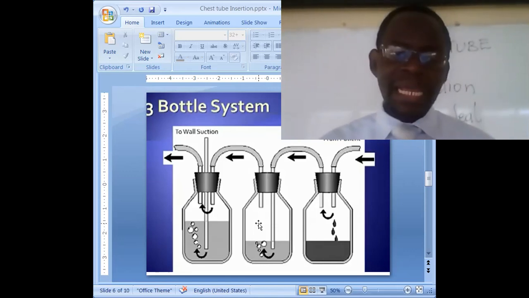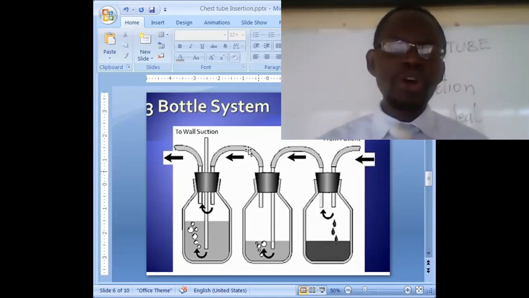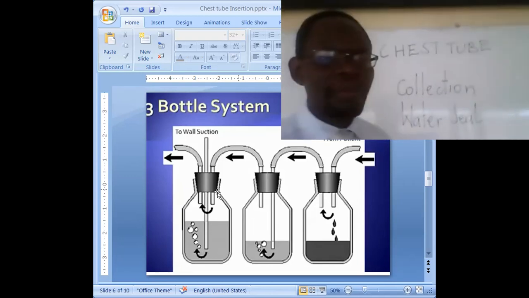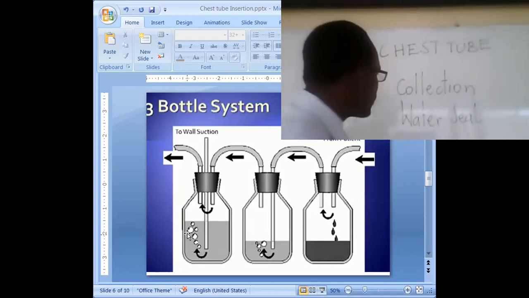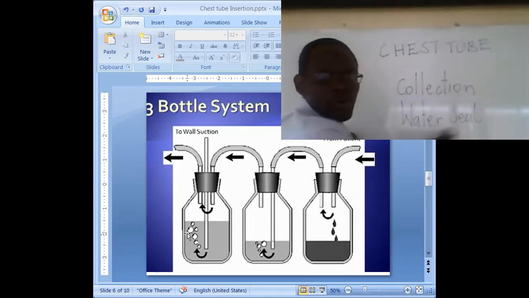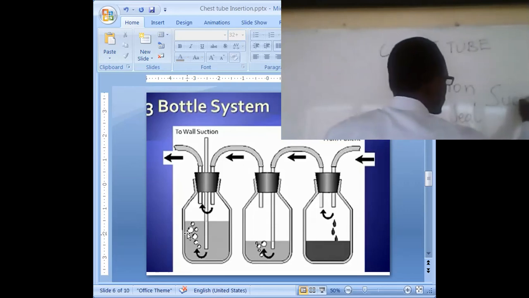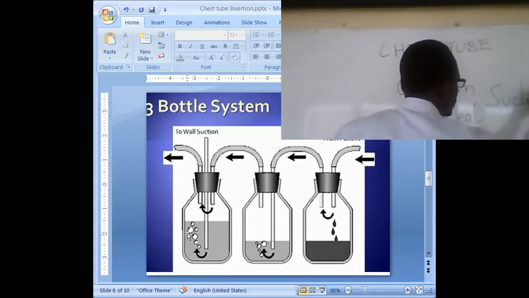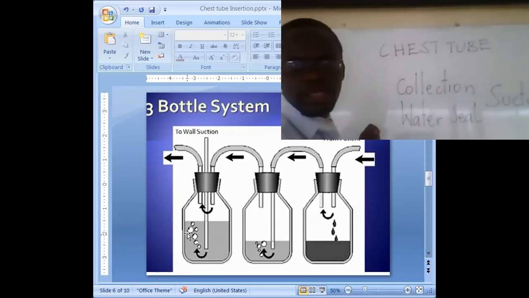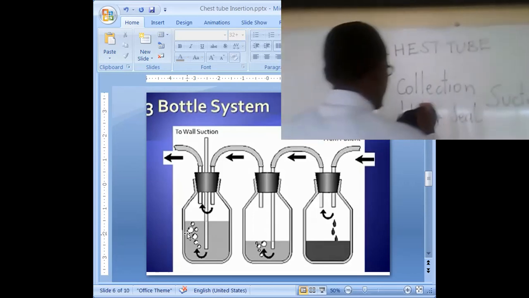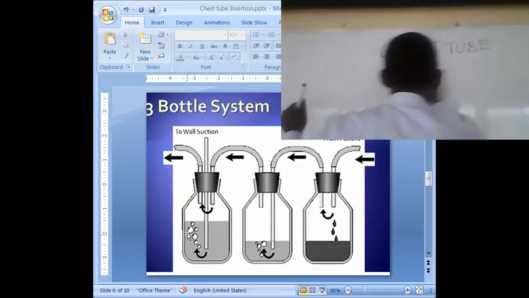When that air dissolves, it is again absorbed via this other chamber, which we call the suction chamber. The third one is called the suction chamber.